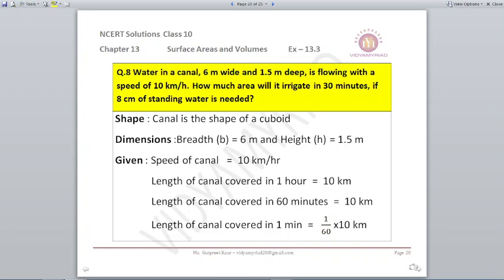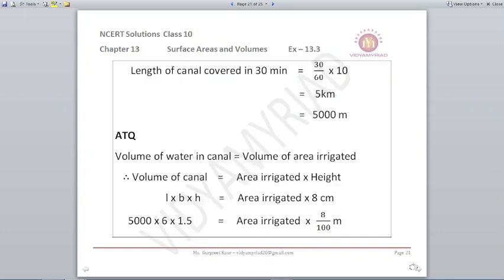So what does it mean? In 1 hour it is covering 10 kilometers. So in 60 minutes also it is covering 10 kilometers if we convert hour into minutes. So we can find out for 1 minute it will be 1 upon 60 into 10 kilometers. We need to find out in 30 minutes. So in 30 minutes it will be 30 upon 60 into 10, which comes out to be 5 kilometers, which is 5000 meters.